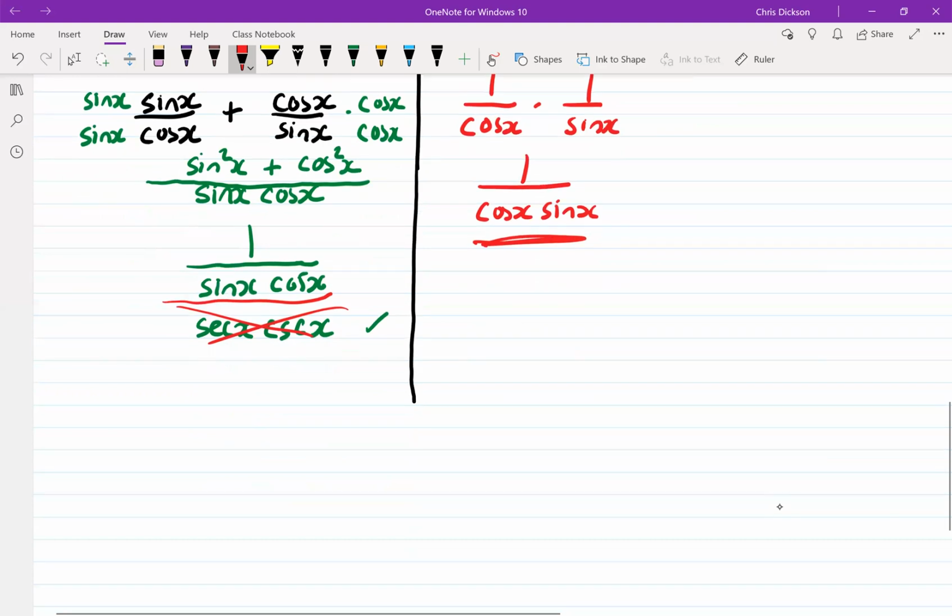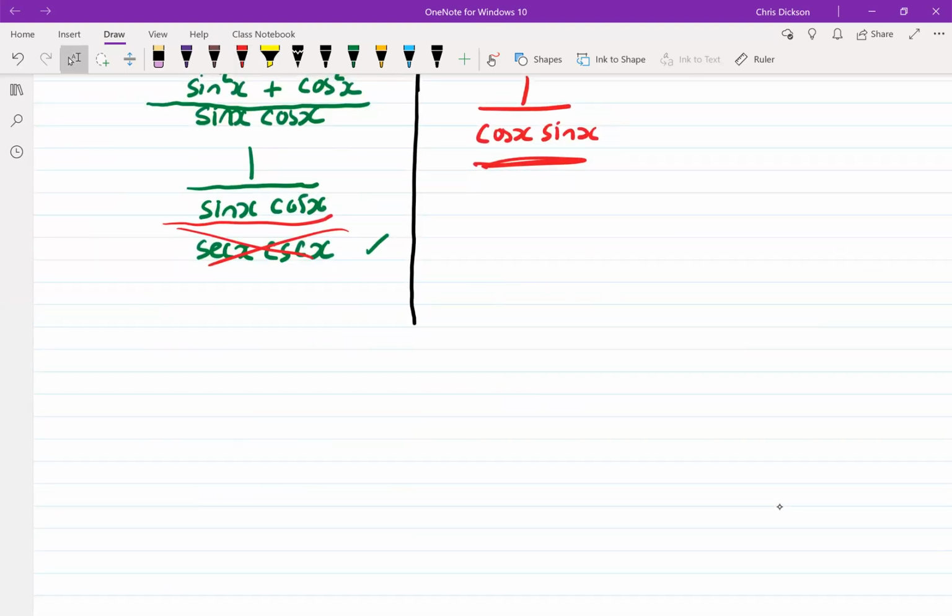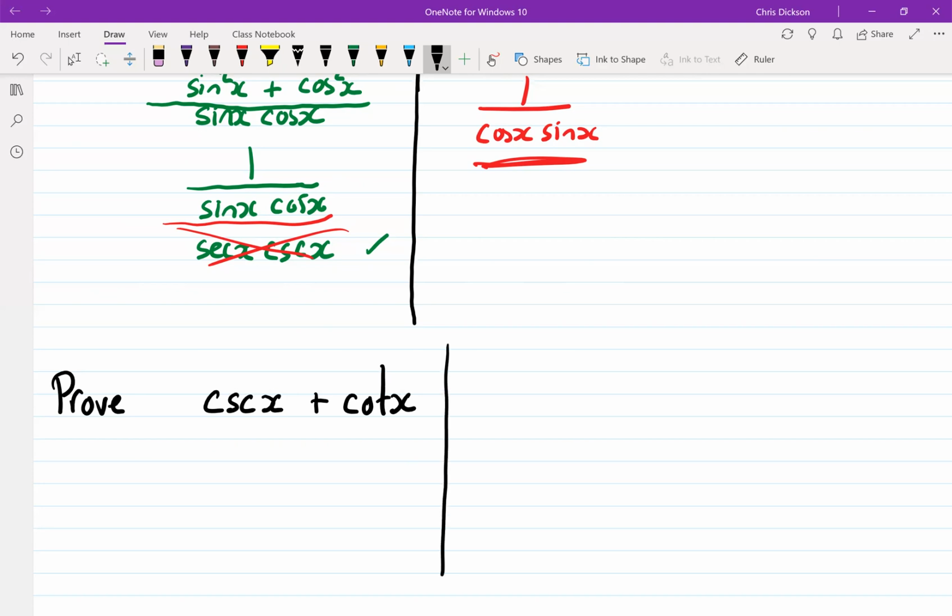Let's try one more that involves sort of a fancy little trick that we have to deal with here. So this is our last one for the day. So prove that cosecant x plus cotangent x is equal to sine x over 1 minus cos x.